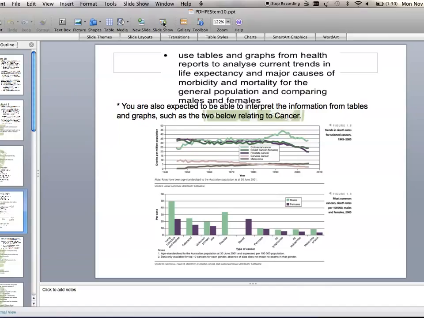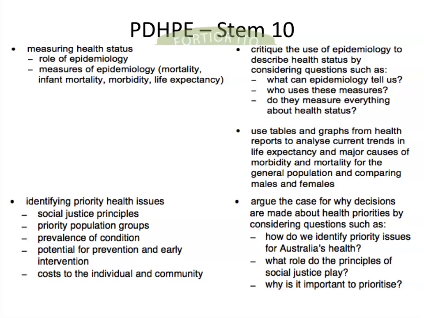The first stem in Core 1 and the 10th stem overall looks at two separate dot points. You can see them here on this page. The first one regards measuring health status. The second one looks at how we actually identify priority health issues.